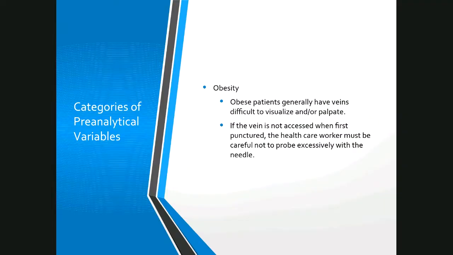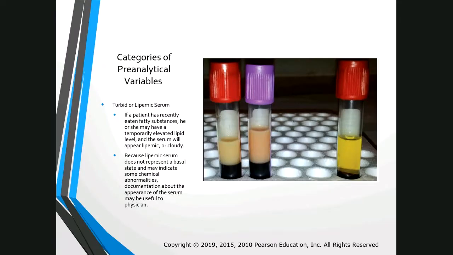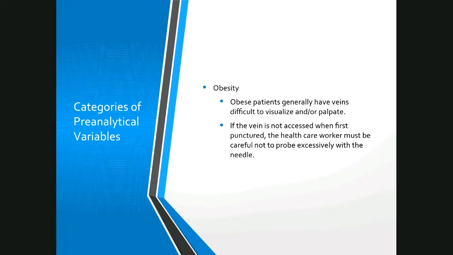Also, if we notice this in our lab, it might be useful to document and provide it to the physician as well. Obesity: obese patients generally have veins that are difficult to visualize or palpate. Not always. Please be aware of this, and refer back to Chapter 10 to view examples of different arm veins.